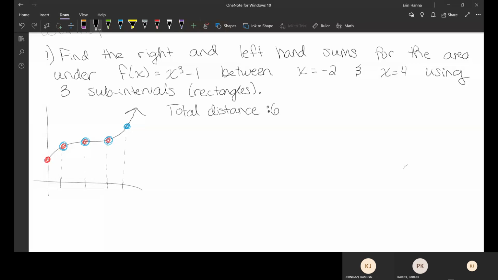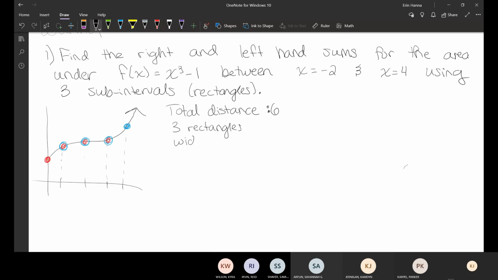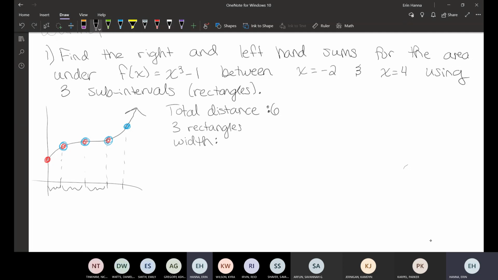So we're going over a total distance of 6, and we're asked to break it up into 3 subintervals, otherwise known as 3 rectangles. If we want to break it up into 3 pieces, we need to know the width of each one of the rectangles. If we're going a total distance of 6 into 3 pieces, that means the width is going to be 2. Take the total distance divided by the number of rectangles you want, you get the width.